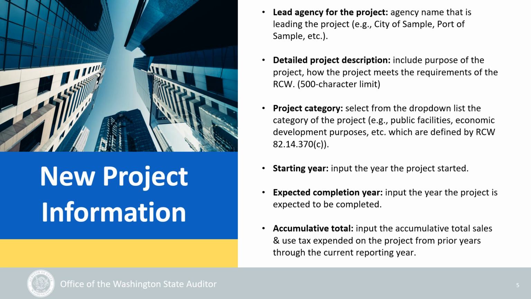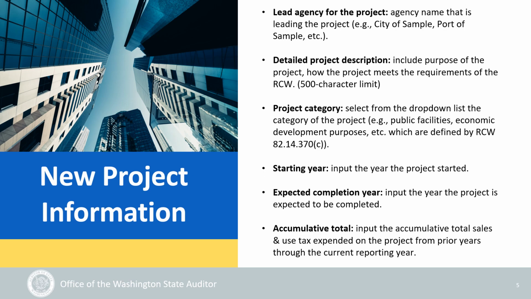With that, they also wanted to know what the expected completion year will be. This is just an estimate of when you expect the project to be completed. Same as the starting year, it should just be the year in 4 digits. The last new thing is reporting the accumulative total sales and use tax spent on the project from prior years through the current reporting year.